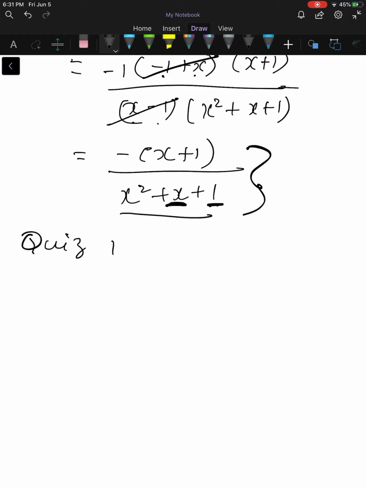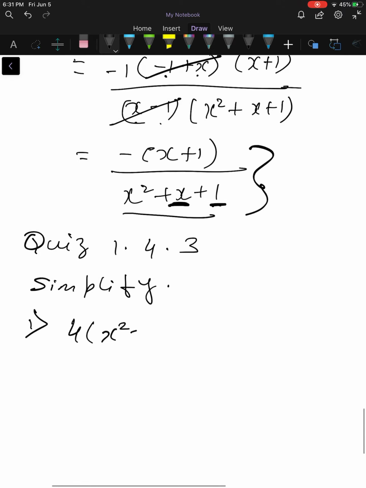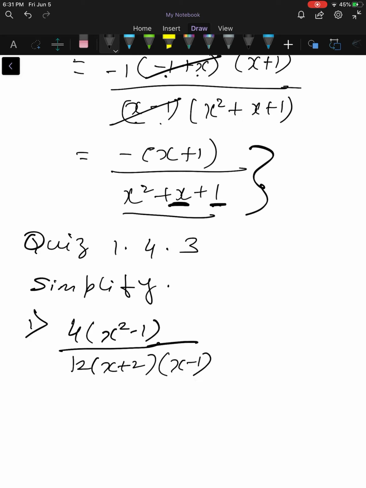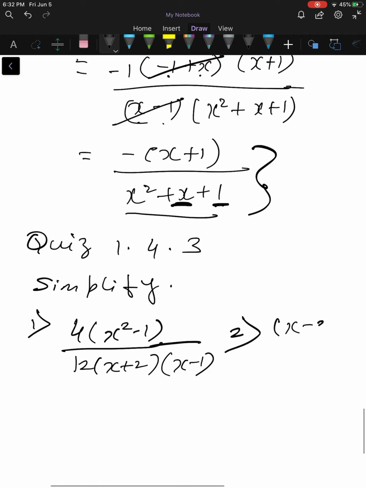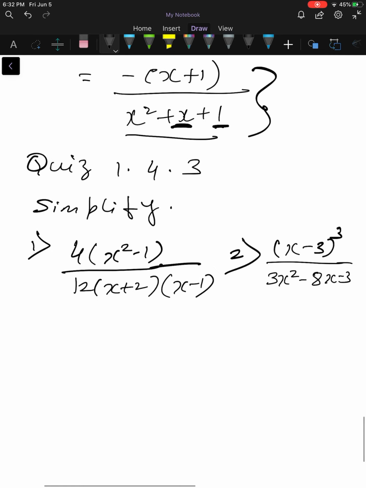Now I shall give you some quiz questions. 1.4.3, simplify. First one, 4 of x square minus 1 divided by 12 of x plus 2 of x minus 1. Second, x minus 3 the whole cube divided by 3x square minus 8x minus 3. You just need to factorize the numerator and the denominator and cancel out if there are common factors.